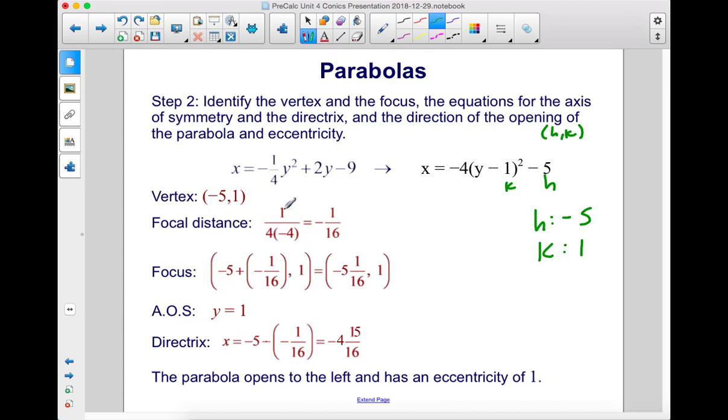The focal distance is 1/4a, and in this case, a is -4, so the focal distance is -1/16. The focus is at h plus the focal distance, so that's -5 minus 1/16, since it's negative, comma k, which is 1. So we have -5 and 1/16, comma 1. The axis of symmetry is at k, so y equals 1. The directrix is h minus the focal distance, so -5 minus -1/16 is -5 plus 1/16, which gives us -4 and 15/16. The parabola opens to the left and has an eccentricity of 1.